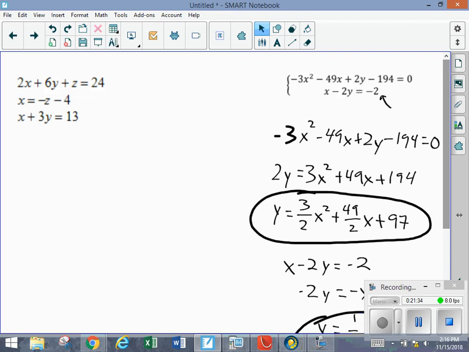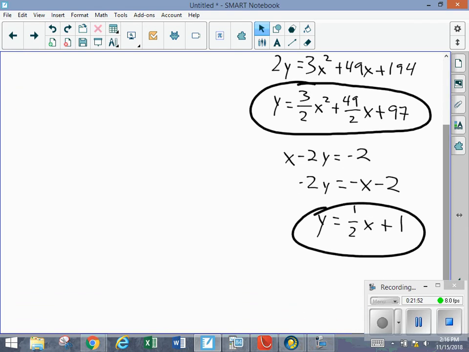You will have to eventually solve it for y, right? And then take this y right here and plug it in right there. And then you're going to have, not a system, but a quadratic equation, where what you're going to have to do is use the quadratic formula or factoring. Right?